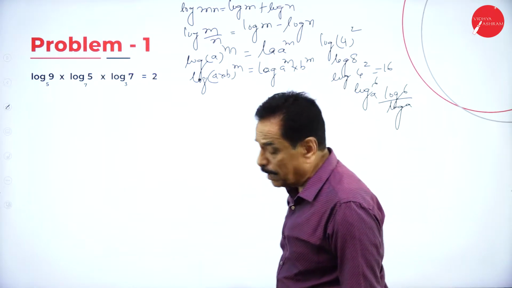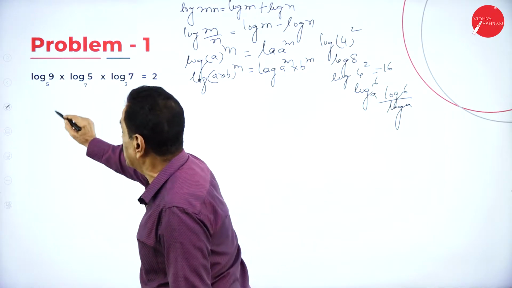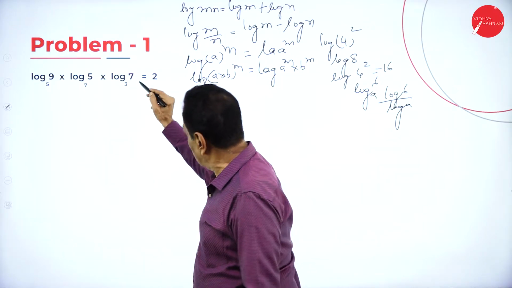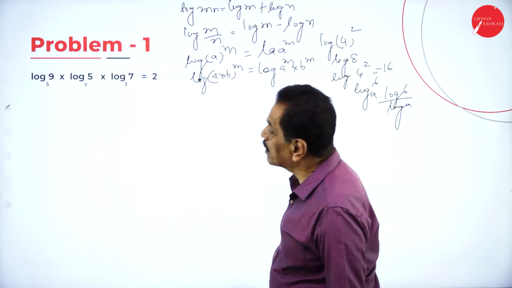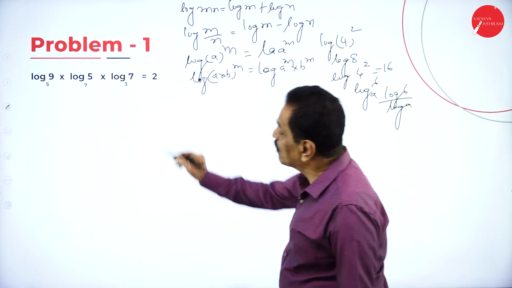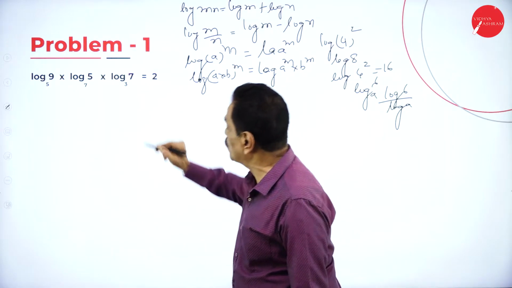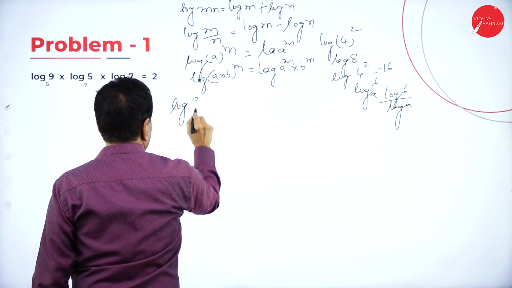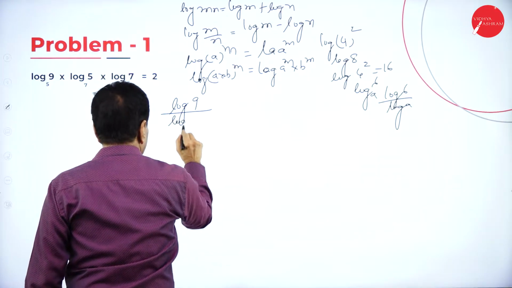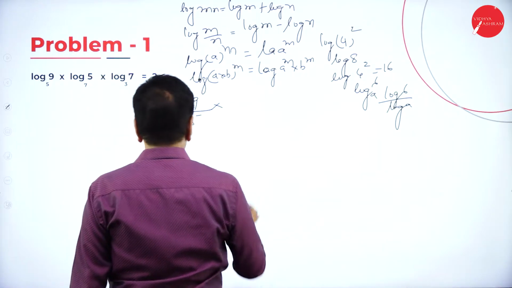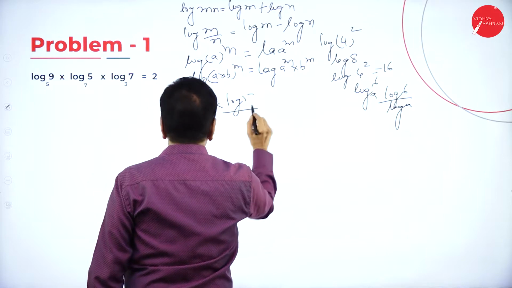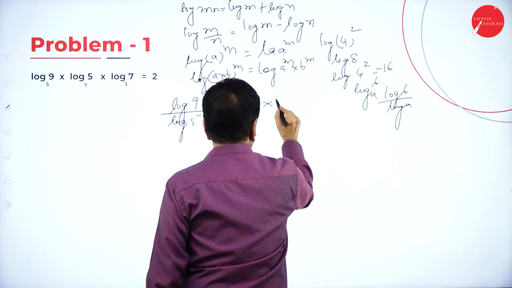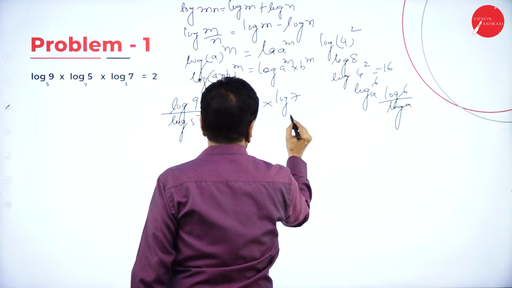So we'll move on to the problem now. How to write log 9 to the base 5, log 5 to the base 7, log 7 to the base 3? How to write? Log 9 divided by log 5, into log 5 divided by log 7, into log 7 divided by log 3.